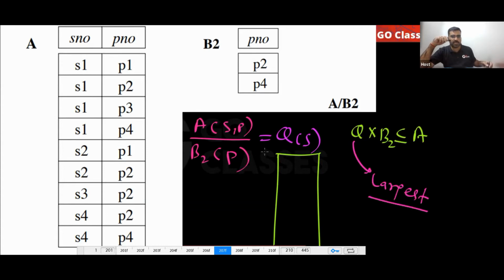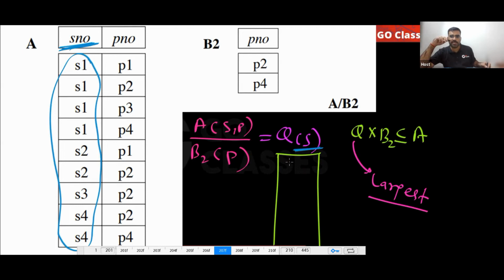So either you can go in this direction. So this Q, what will come? Only this S attribute, S name, can come. Only these people can come.